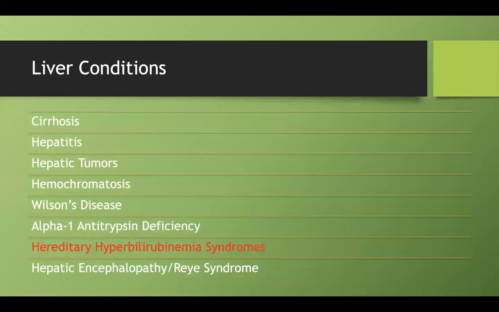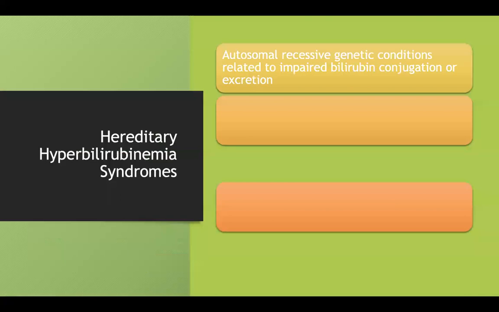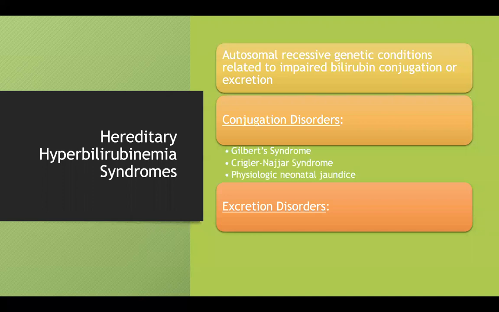Now let's move on to some of the hereditary hyperbilirubinemia syndromes. These syndromes are a collection of autosomal recessive genetic conditions that either affect your ability to conjugate bilirubin or your ability to excrete bilirubin. So I'm going to break them down into two different categories. Here's our conjugation disorders, and here's our excretion disorders.